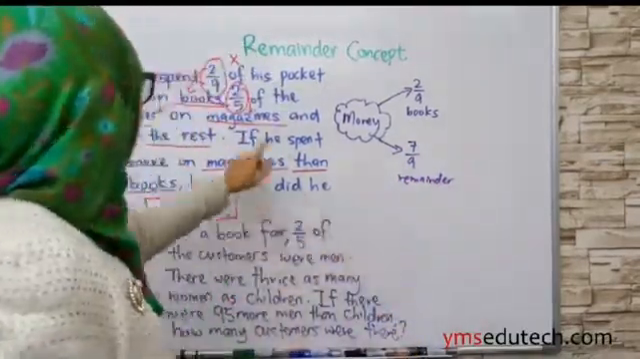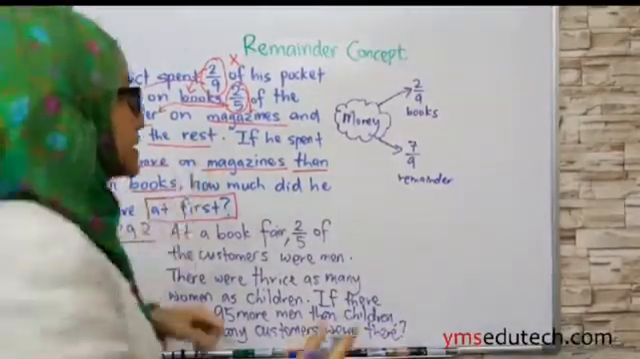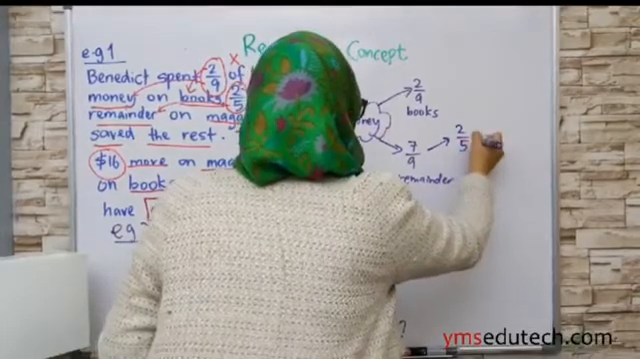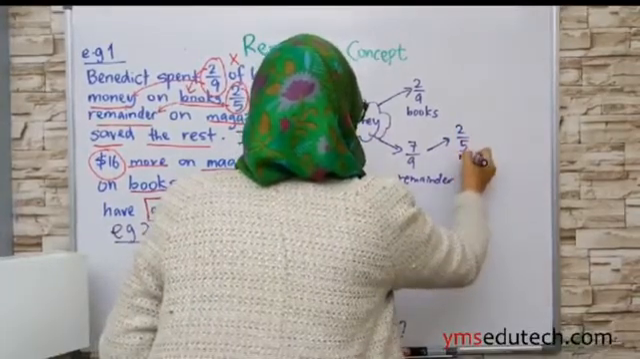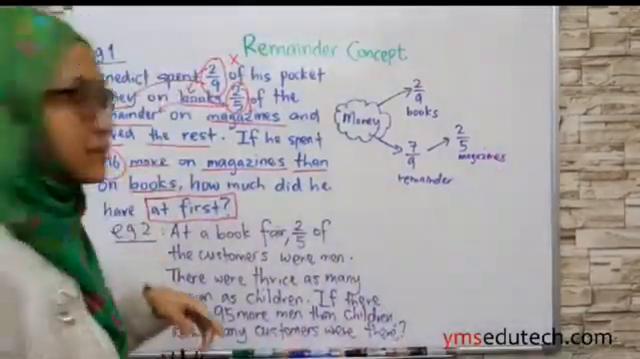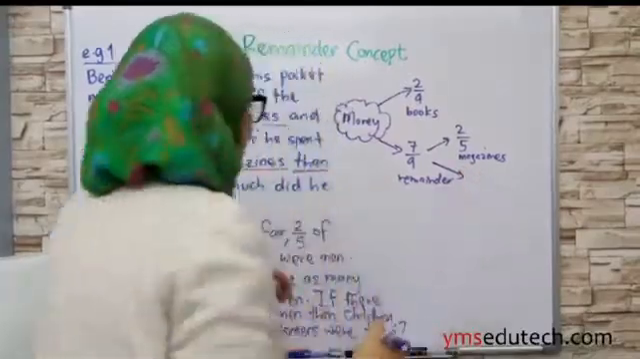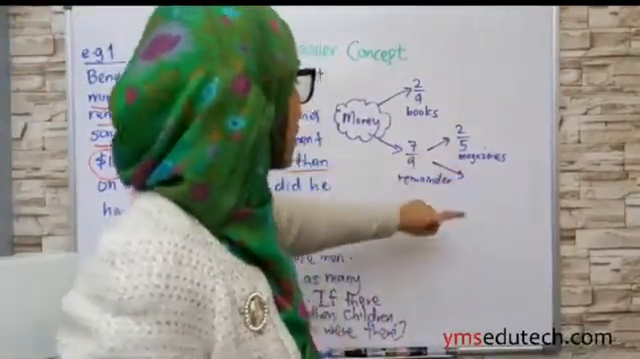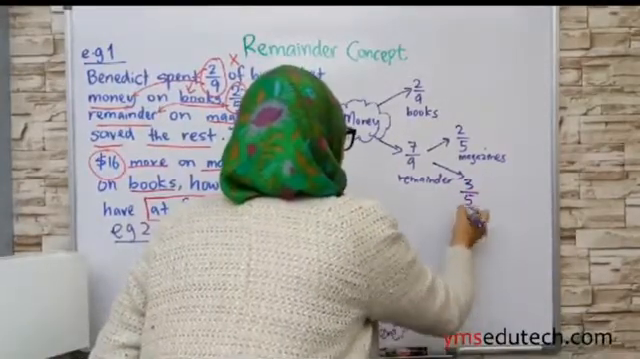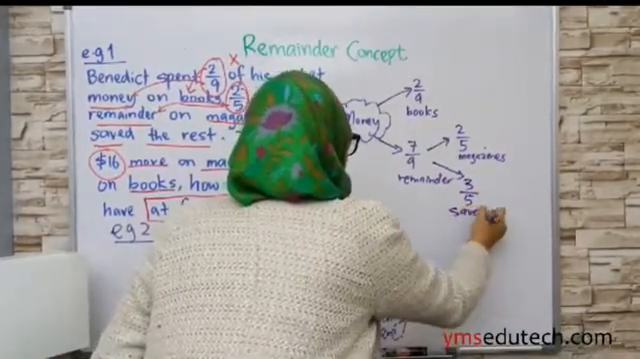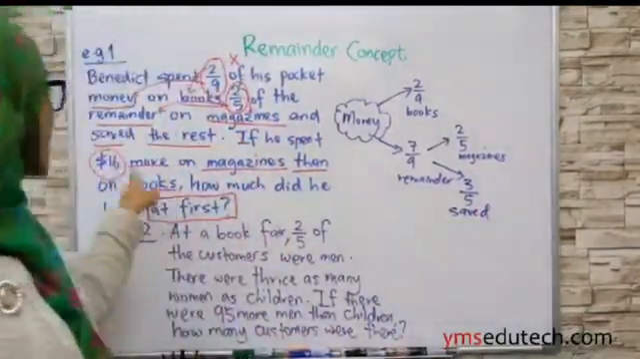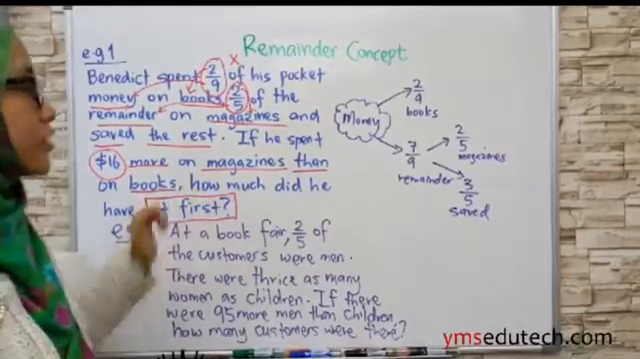Okay, 2/5 of the remainder on magazines. So out of this 7 out of 9, 2 out of 5 was spent on magazines. Okay, and then he saved the rest. So if he spent 2/5 of the remainder on magazines, that means he was left with 3/5 of the remainder to be saved. Okay, he spent $16 more on magazines than on books.